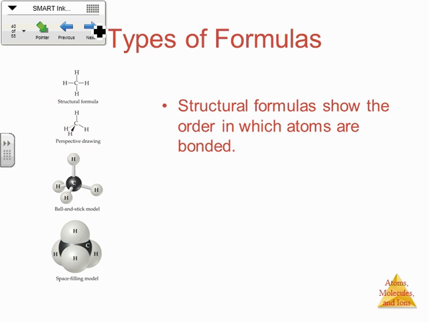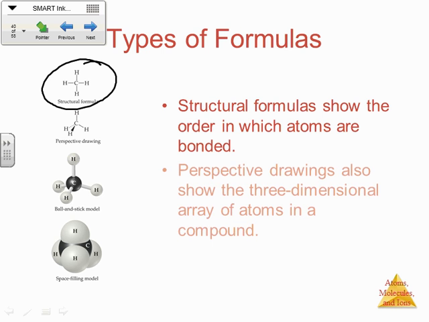Okay, some other types of formulas you might see. A structural formula, like this one up here. Structural formula is going to show the order the atoms are bonded in. Okay, so it's going to give you a little bit of an idea about the arrangement. You can also have a perspective drawing, and I think I showed these to you last year. I don't know that I actually made you draw any. But these basically just show a little bit about the shape of the molecule, but it's kind of a rough sketch of the shape.